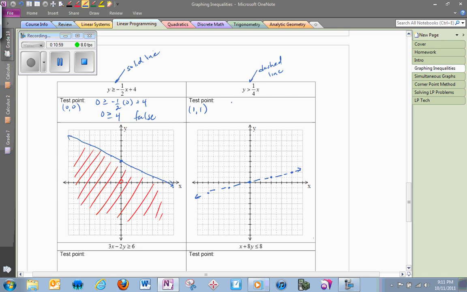So this means 1 is greater than a quarter times 1, so 1 is greater than a quarter. Well, again, that's true, so I want to shade the side that doesn't include 1, 1. So 1, 1 is here, so I want to shade below the line.